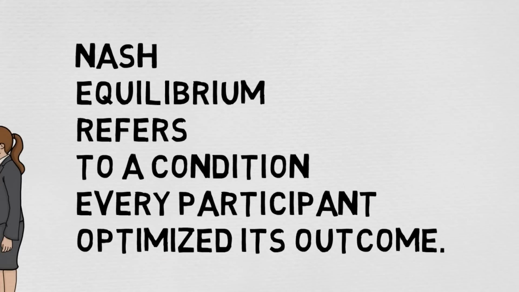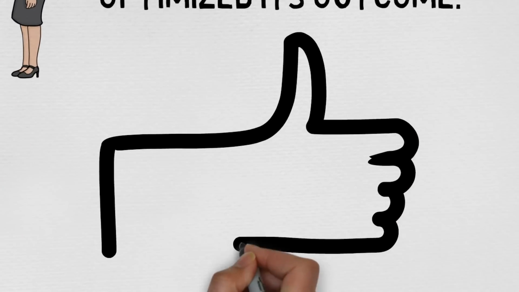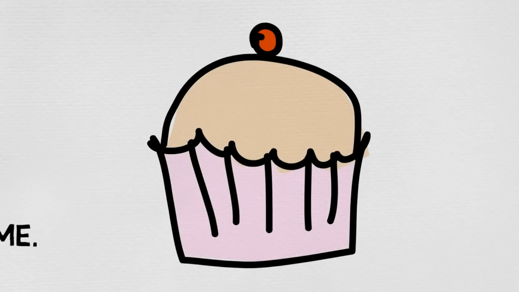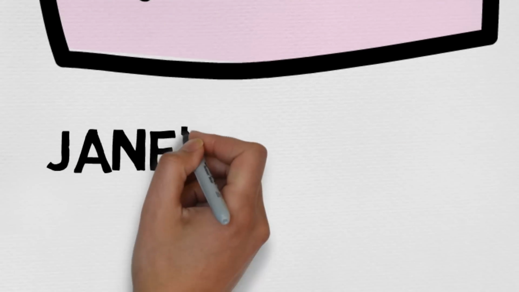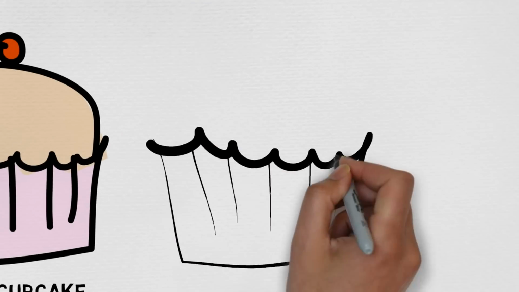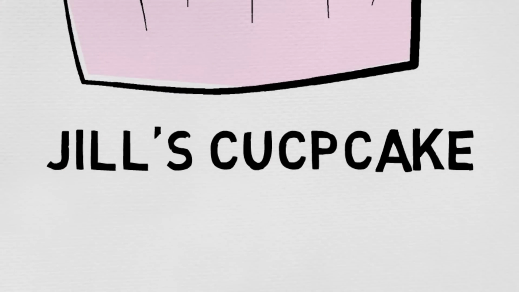Now, for instance, let's start off with an example. Let's say that you have two bakeries and a major market in a town called Sugarville. Now, let's say James Cupcake and Jill's Cupcake make 100,000 cupcakes at $1 each, and they make an annual profit of $50,000, just for money and example's sake.